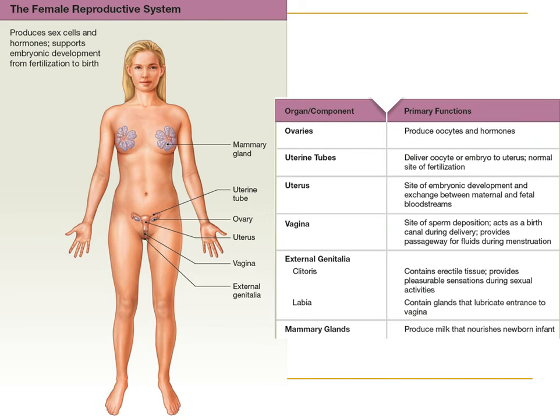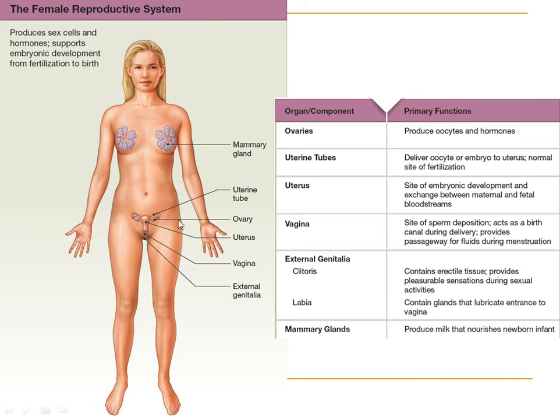It has different components like the ovaries, which produce the oocytes and hormones. These oocytes and hormones produced by the ovaries are carried to the uterus through a tube known as the uterine tube, where fertilization also takes place. Actually, it takes place in the ampulla of the uterine tube. And the uterus is a muscular bag and it is a common home for every one of us. So the first home for every one of us is the uterus.